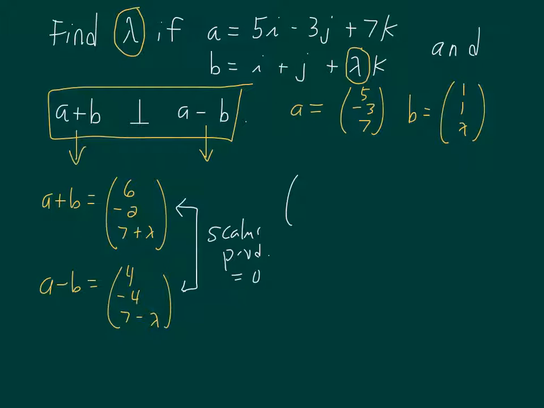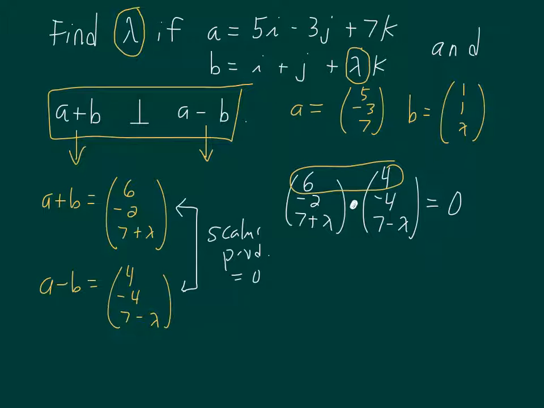So to show our work here, we have 6, negative 2, 7 plus lambda. I'm going to use my scalar product symbol, that little dot. So I'm writing down my two vectors, and I'm going to set this equal to 0. And now I'm just going to solve this equation. So we know the scalar product means we're going to multiply these two x's together, and you don't have to show that it's 6 times 4. You could just write 24 plus, and now I'm going to multiply these two together. That's going to give me 8.